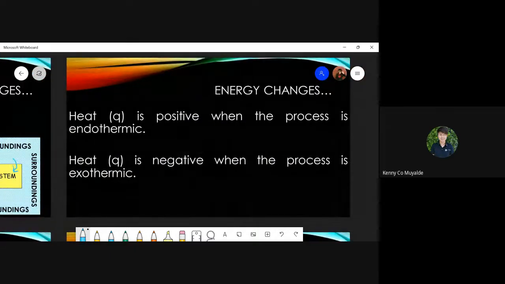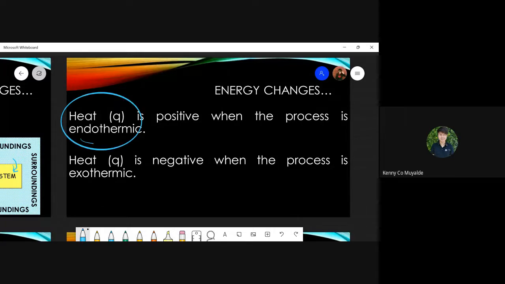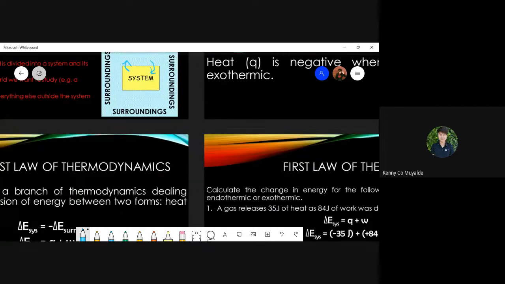Now we go to energy changes Q. Q is the unit for heat. So heat could either be positive or negative based on the flow or the movement of heat. If the process is endothermic, then heat is positive. Q is positive. Kapag exothermic naman siya, then Q is negative. Okay? Paano natin malalaman kapag endothermic or exothermic?